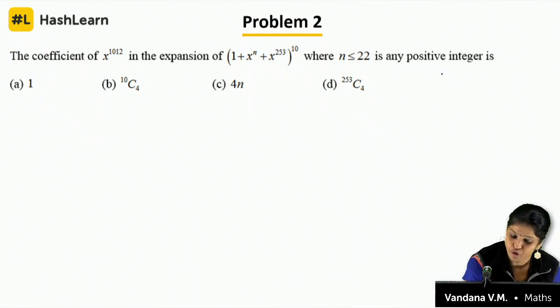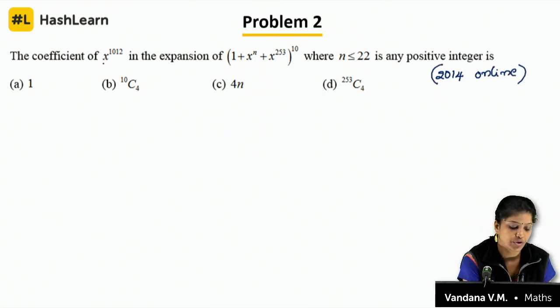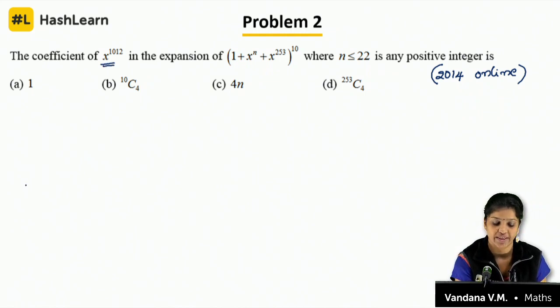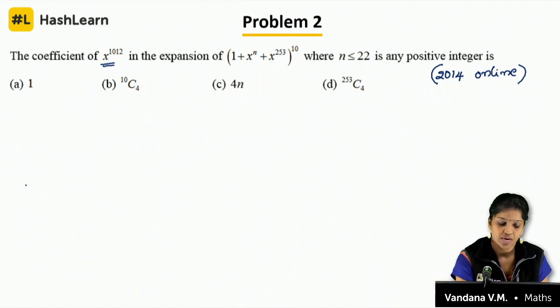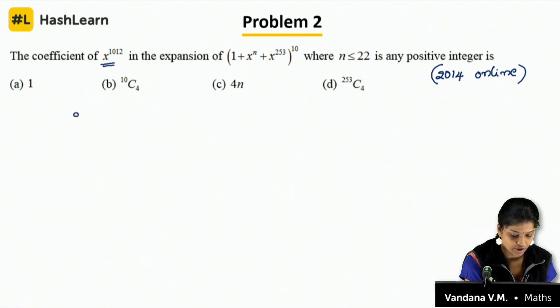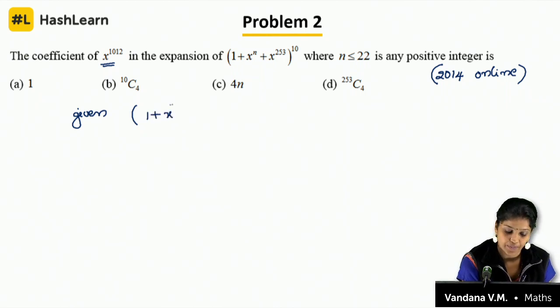This is the 2014 online question. The coefficient of x power 1012 in the expansion of... I told you many times, if it is a binomial, only 2 terms are there, then I can use the binomial expansion. So make it as 2 terms. How? I will make the trinomial into two terms. See, the given expression is (1 plus x power n plus x power 253) whole power 10.